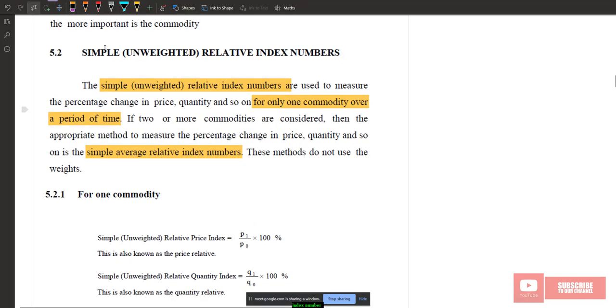So now look at simple relative index number. Simple relative index numbers are used to measure percentage change in price, quantity, and so on for only one commodity over a period of time. So we only measure one commodity over a period of time. One commodity at a time, right? We cannot measure all commodities at a time. So this is what we call a simple relative index number.